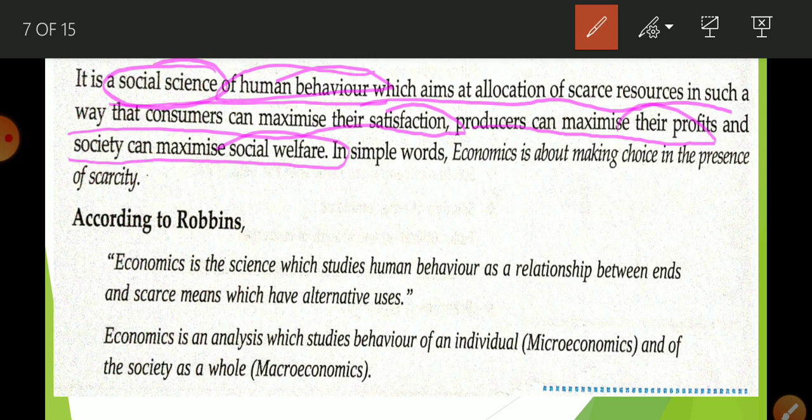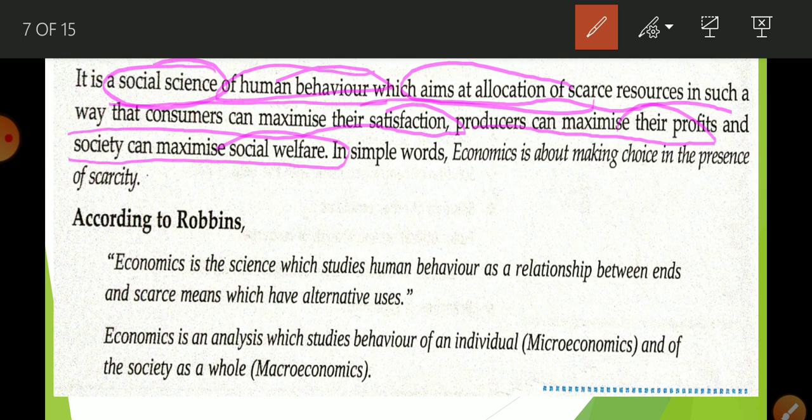Okay, what is its aim? Why are we studying economics? We are studying economics so that we can make use of resources. Its aim is allocation, which means making use of anything in a proper manner. This is the meaning of allocation: using anything in a proper manner.